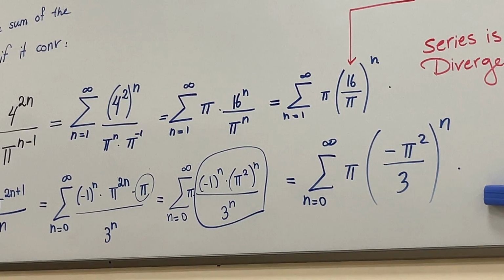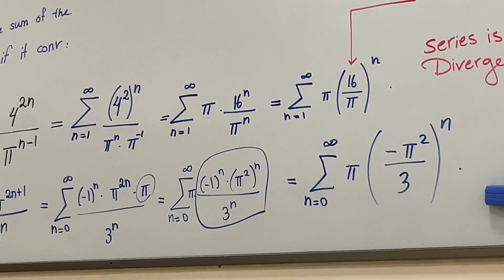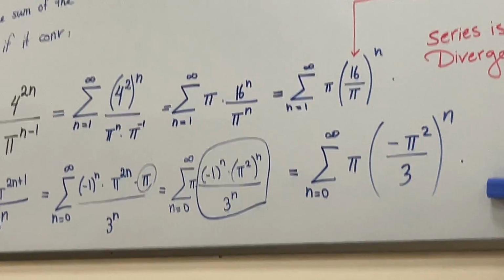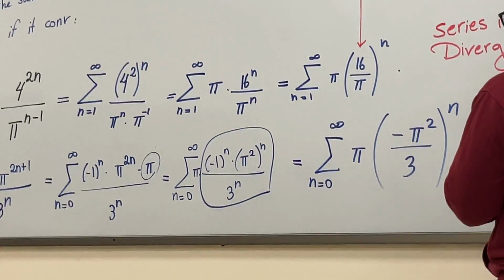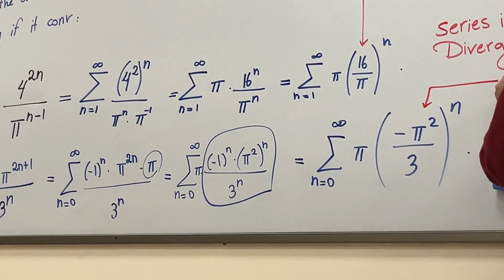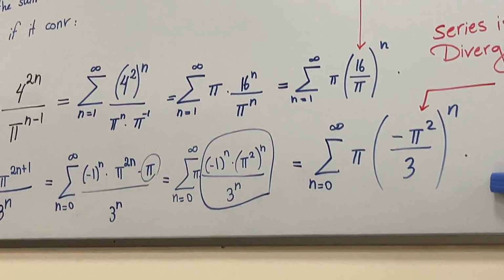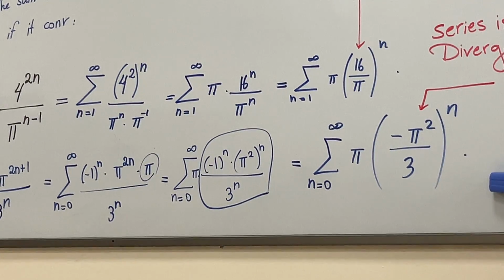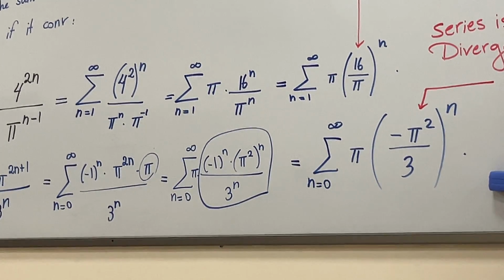And now what? What's r? Greater. Yeah? The absolute value of r is greater than 1, right? Absolute value. Do absolute value, please. So 25 over 3, greater than 1, so the series is divergent. One more.